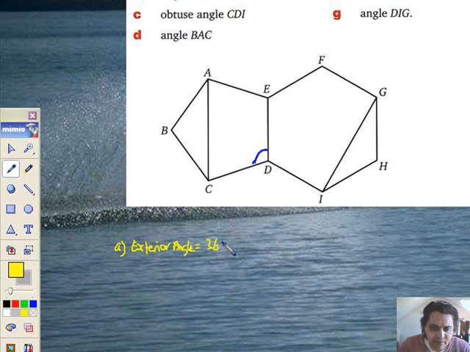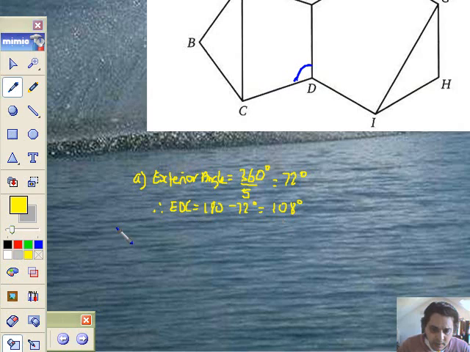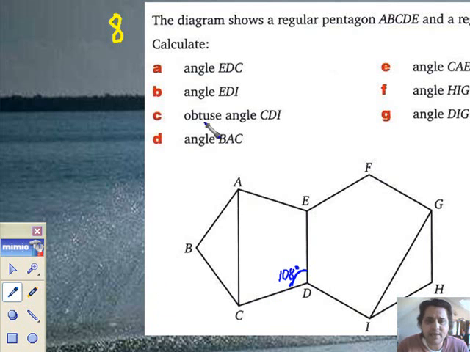I've got 360 divided by 5, and that comes to something or other. Let's grab my machine quickly. 360 divided by 5, yeah, 72 degrees. So the exterior angle is 72 degrees. Therefore, the interior angle, which they're calling EDC, is going to be 180 take away the 72 degrees. That leaves me with 108 degrees. What I'm going to do is write it in, because I'm bound to need it later on. So that's 108 degrees. Next one, angle EDI.